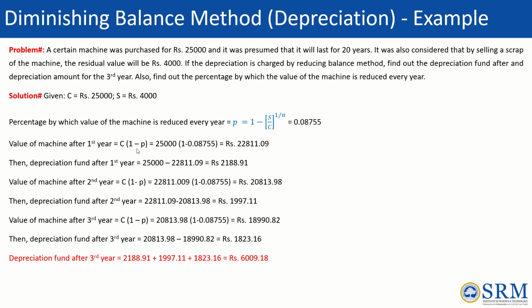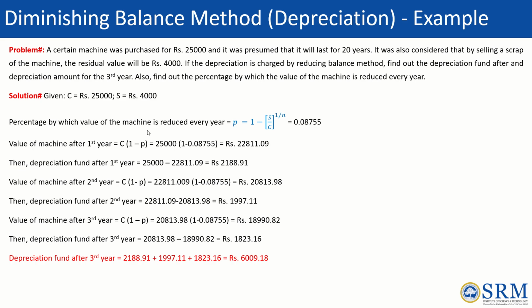So coming to the example for the diminishing balance method, the problem is: a certain machine was purchased for rupees 25,000, and it was presumed that it will last for 20 years. It was also considered that by selling it as scrap, the residual value of the machine will be rupees 4,000. If the depreciation is charged by the reducing balance method, find out the depreciation fund and the depreciation amount for the third year. Also find out the percentage by which the value of the machine is reduced every year. So in this case, the data given is C is equal to 25,000 and S is rupees 4,000.